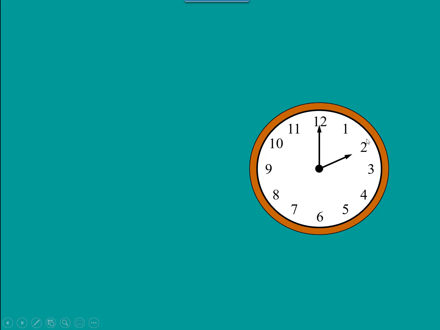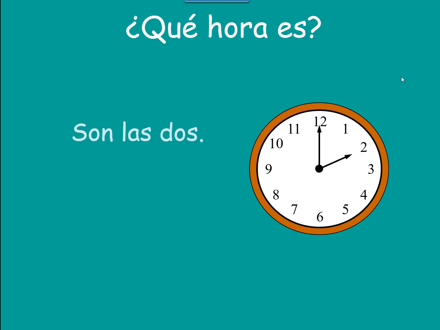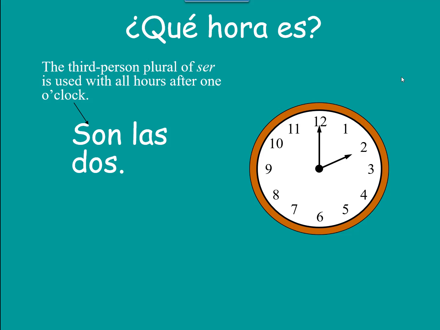Okay? Perfect. So what about 2? Which one do we use? Son las or es la? Only when it's 1, it will be es la. So now we use son las dos. Careful if we're using plural for any numbers that are not 1. So 2, son las dos, son las tres. We're using the third person plural of the verb ser.